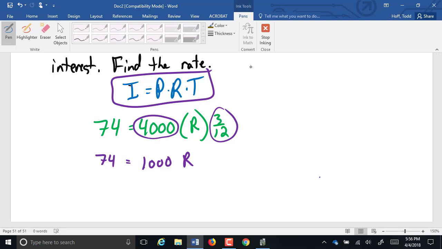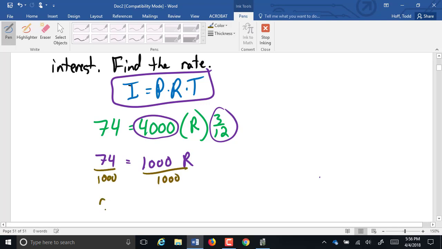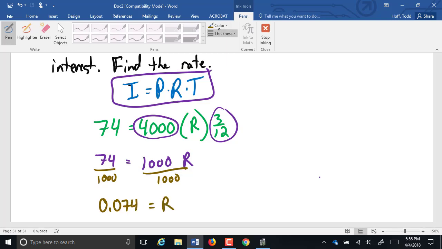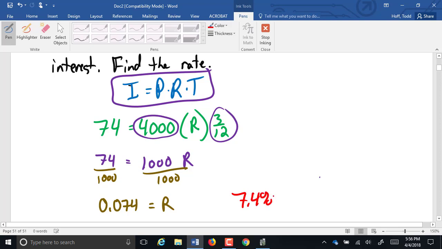Then what? Divide by 1,000, which gives us 0.074 equals R. What's that tell us? Yes. Move the decimal 2 spots. It is 7.4% is the interest rate.